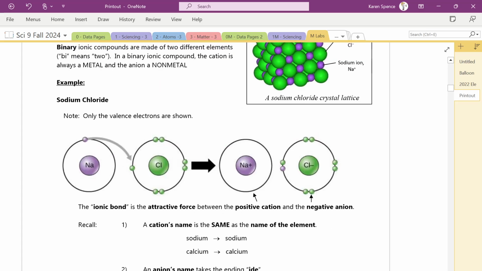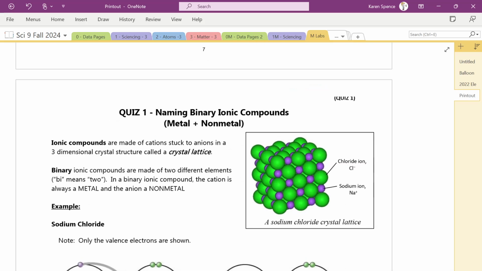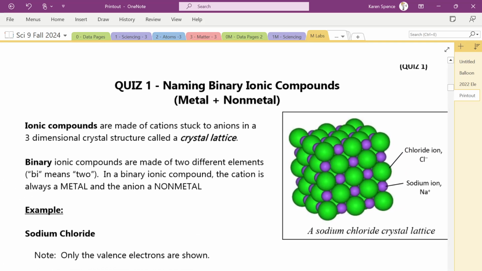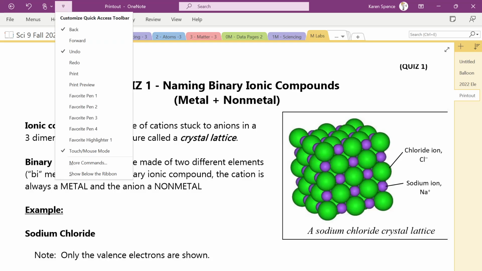So on page 7, we are naming compounds. This unit is all about taking a formula and writing the name, and later on we'll be taking a name and translating it into the formula, okay?